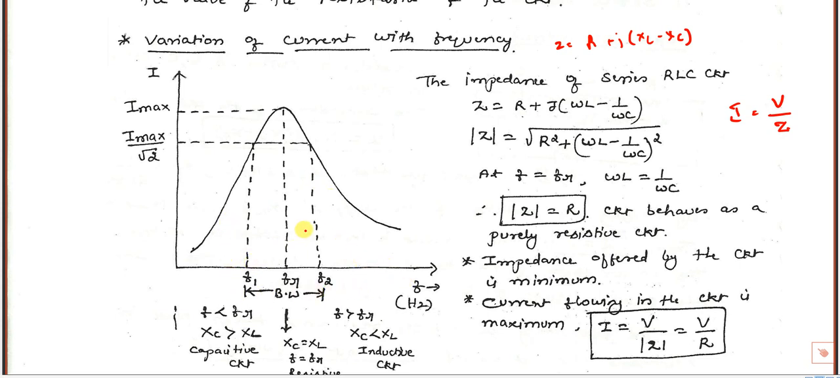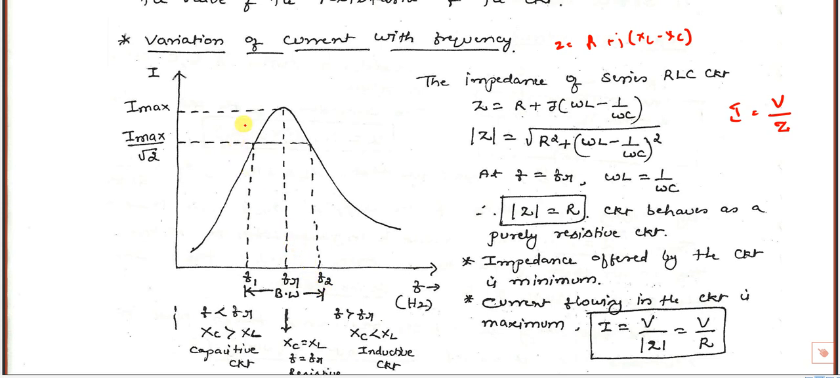I already told that XL is equal to omega L, and XC is equal to 1 by omega C. As frequency increases, omega increases, and XC, the reactance of the capacitance, decreases. So in the initial portion, what happens? We start from frequency varying from 0. When you keep on increasing, omega L is increasing, but in this portion XC is very high, much greater than XL.